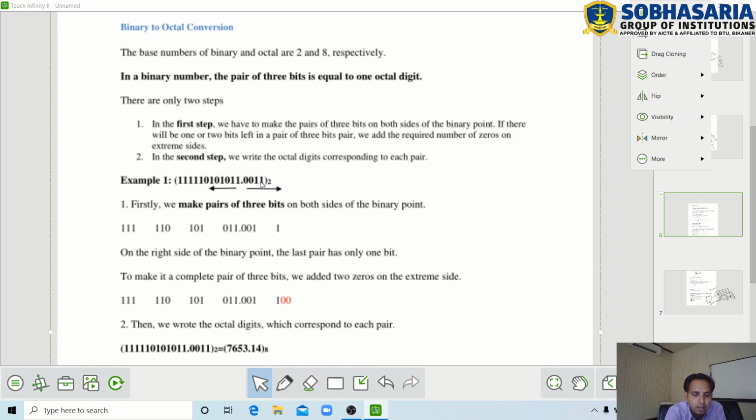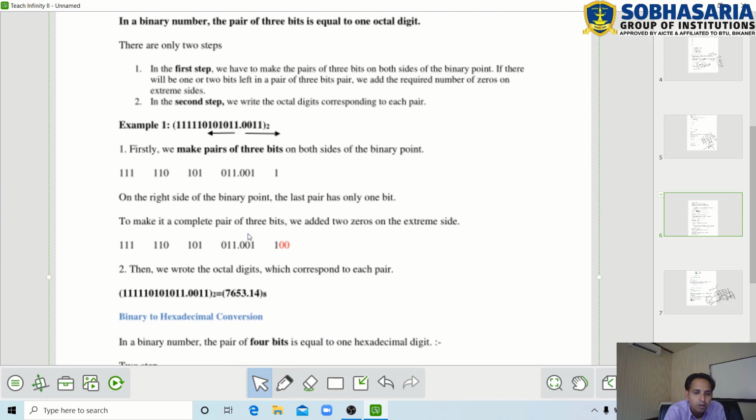And for the fractional part we start from left to right. 001, 001 is the first pair, and 1 is left as a single bit. So we require 2 extra bits, which are added here. Now we write the corresponding value for this binary number. 111 means 7.